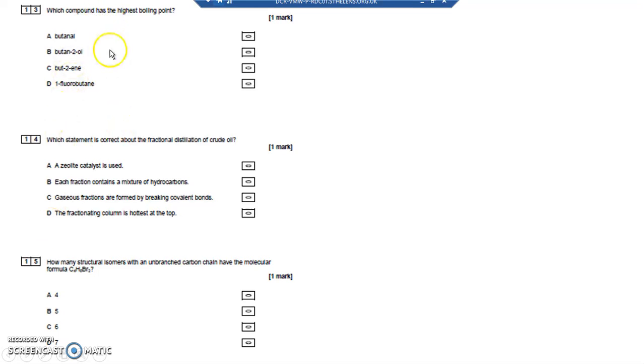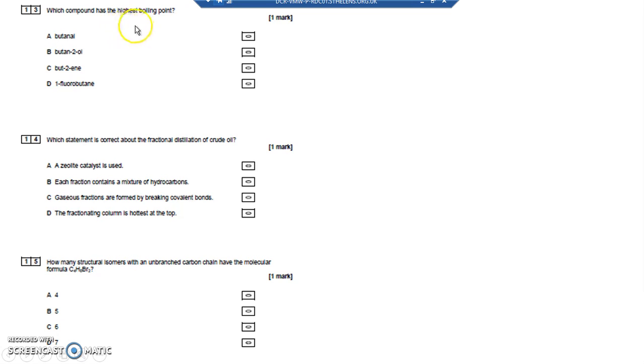Question 13, 14 and 15. Which compound has the highest boiling point? So what you're looking for is the strongest intermolecular bonds. The strongest intermolecular bonds are hydrogen bonds. It's where, within one of these molecules, you've got a hydrogen bonded to an oxygen, a nitrogen or a fluorine.